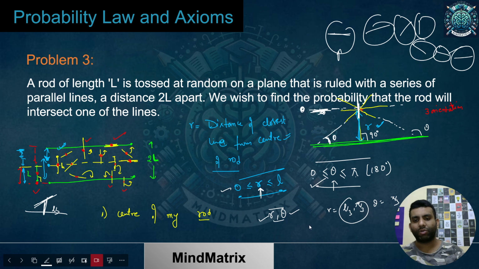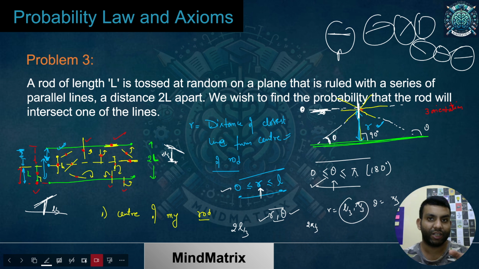Similarly, if I say it is 2 pi by 3, this is a 120-degree angle, and if the r value is given to be 2L by 3, then it means something like this. My rod is in this orientation, at a 120-degree angle, and the distance from the closest line is 2L by 3. This distance I'm talking about. So I hope the idea is clear, that with the help of r and theta I can get any orientation I want.